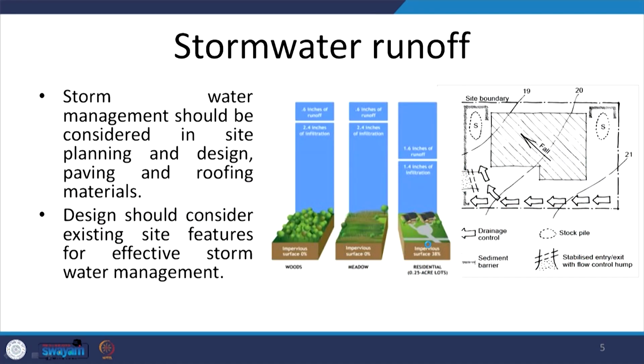Now, when we are talking about this stormwater runoff, we are talking about the planning and design of the site. We are talking about the kind of materials which are going to be used. So, largely two components: the design and planning aspect of it, and the right selection of materials.